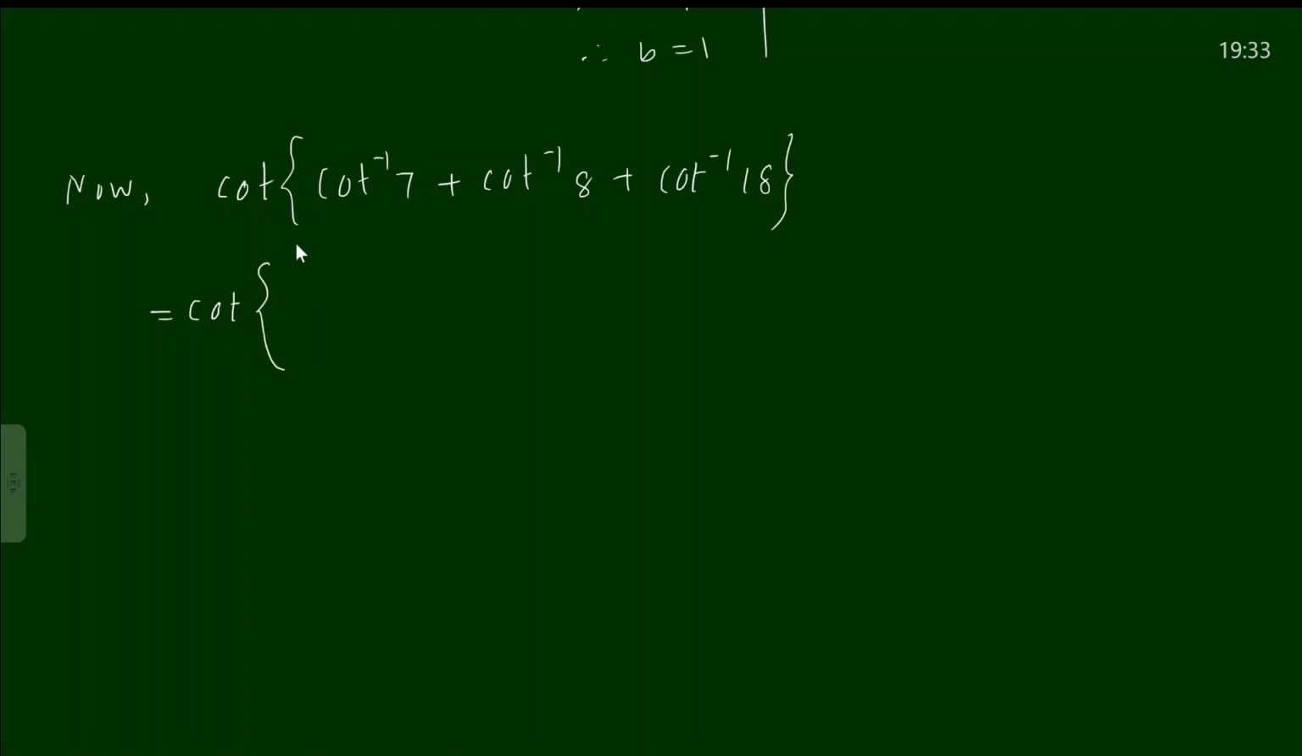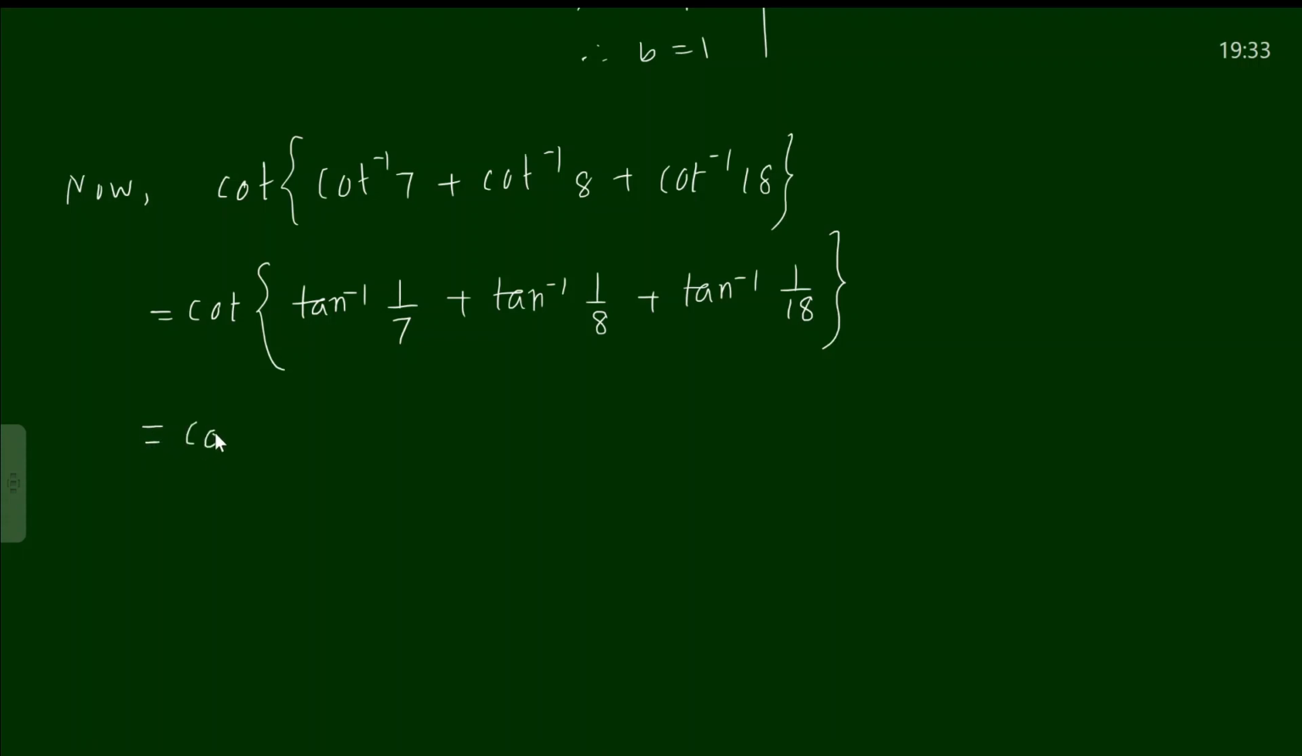So we write here now cot of cot inverse 7 plus cot inverse 8 plus cot inverse, sorry, not cos, it is cot inverse 18. Now to find the value of this, cot is already here. All of them can be written in terms of tan inverse only. So we can write this as tan inverse of 1 by 7 plus tan inverse of 1 by 8, and plus tan inverse of 1 by 18 only.